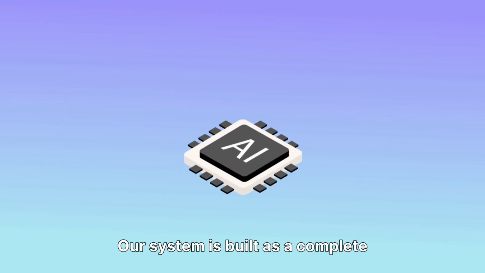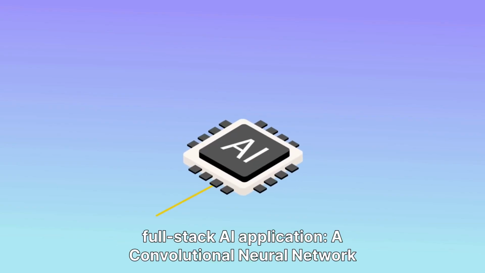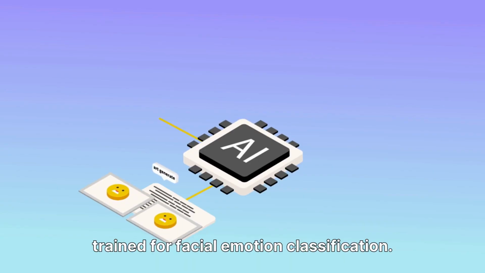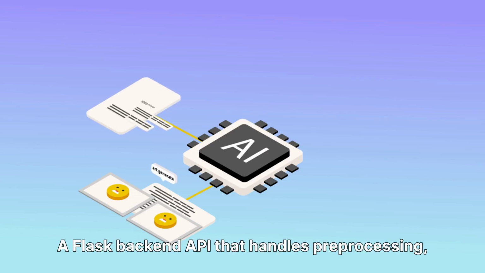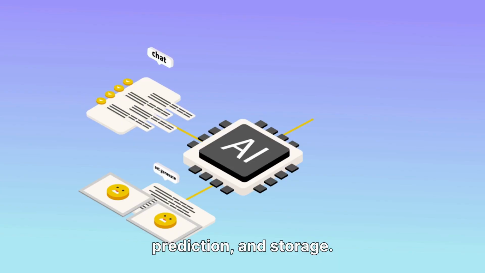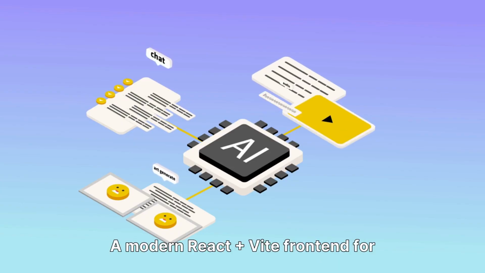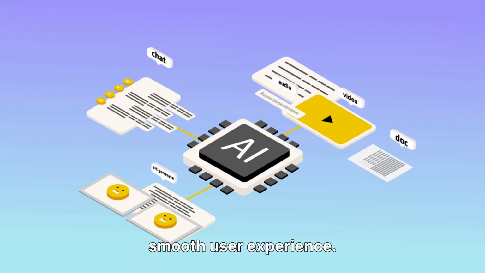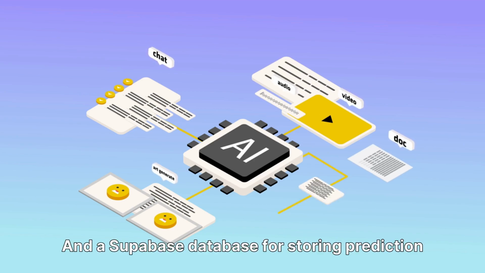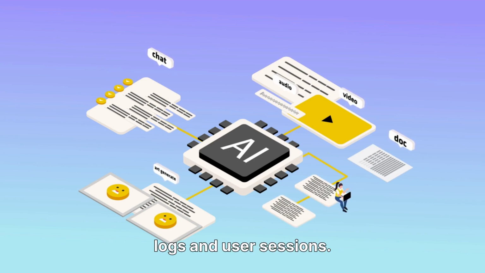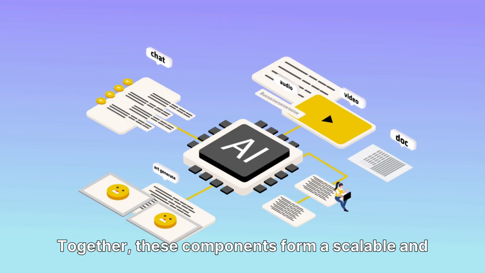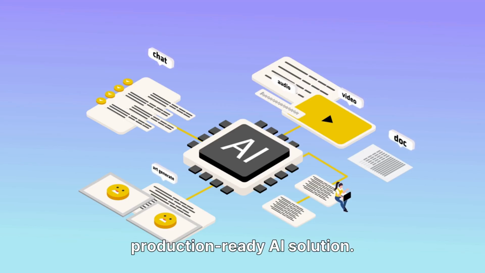Our system is built as a complete full-stack AI application: a convolutional neural network trained for facial emotion classification, a Flask backend API that handles pre-processing, prediction, and storage, a modern React plus Vite frontend for smooth user experience, and a SOAP-based database for storing prediction logs and user sessions. Together, these components form a scalable and production-ready AI solution.